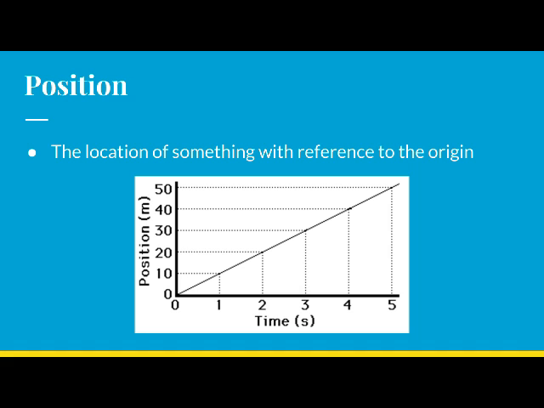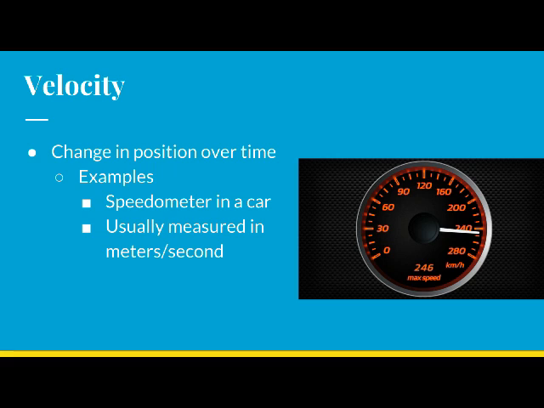Okay, position. So position is the most basic idea of movement, and it's pretty much the location. It's the location of something with reference to the origin. So for example, on this graph, you see that at time 0, the position is 0 at the origin, right? At 1 second, the position is 10 meters. At 2 seconds, the position is 20 meters, and so on and so forth. So it's just a location, right?